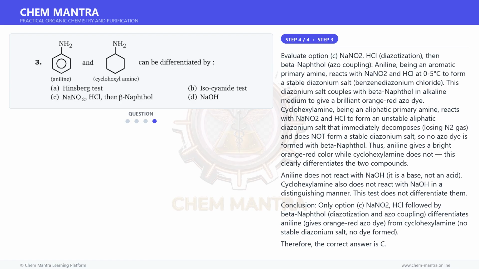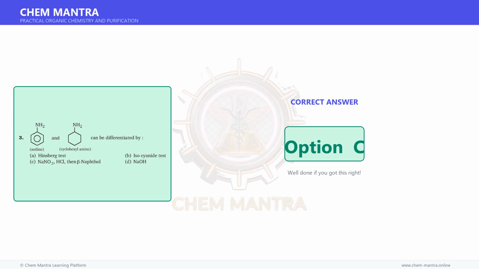Conclusion: only option C, NaNO2, HCl followed by beta-naphthol, diazotization and azo-coupling, differentiates aniline, which gives an orange-red azo dye, from cyclohexylamine, which forms no stable diazonium salt and no dye. Therefore, the correct answer is option C.